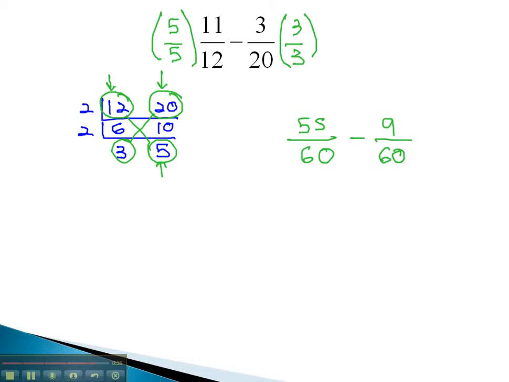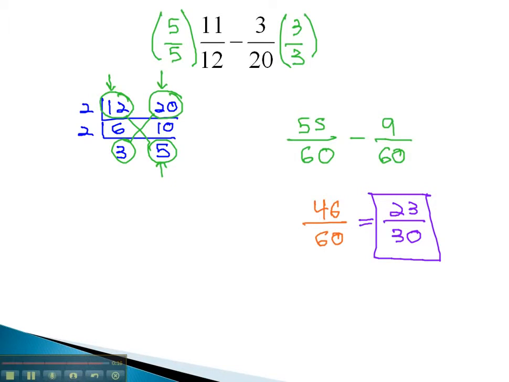And we would then be ready to subtract. 55 minus 9 is 46 over 60. And then we can reduce that fraction by dividing both by 2, which will give us 23/30 for our final solution.